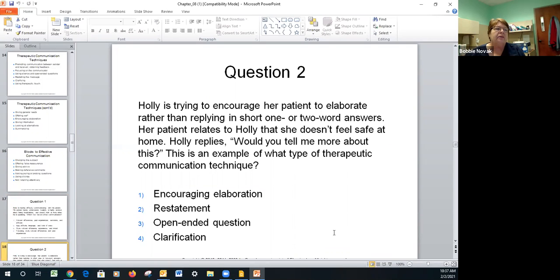So Holly is trying to encourage her patient to elaborate rather than reply in short one-word answers. Her patient relates to Holly that she doesn't feel safe at home. So Holly says, would you tell me more about this? What type of communication technique is this?